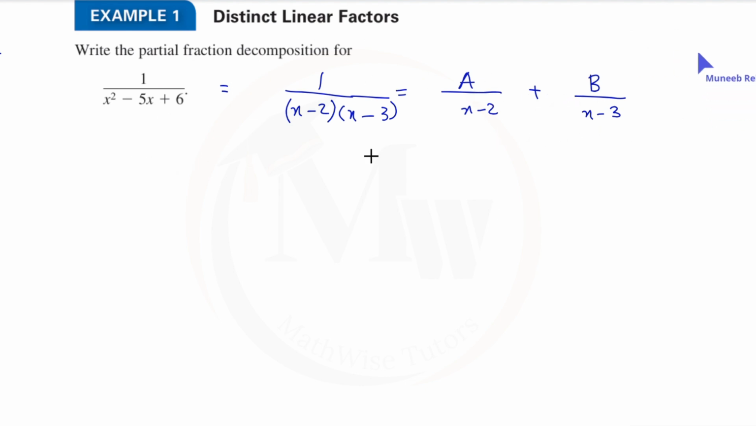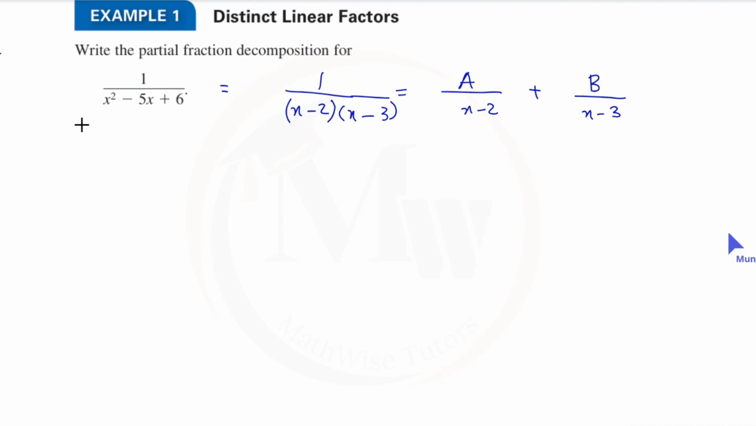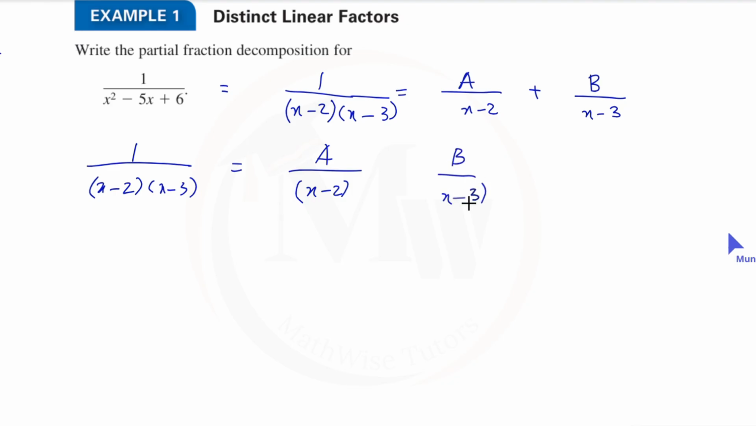So keep in mind, now your question is this one instead of this, because you have broken it into this part. So what we do, you have this equation, and the first thing is we remove the denominator. On the left side, you have the denominator x minus 2 times x minus 3, and on the right side you also have the same factors, x minus 2 and x minus 3.